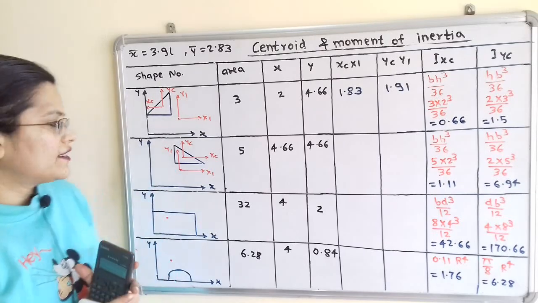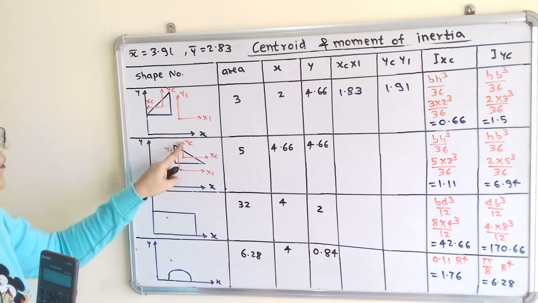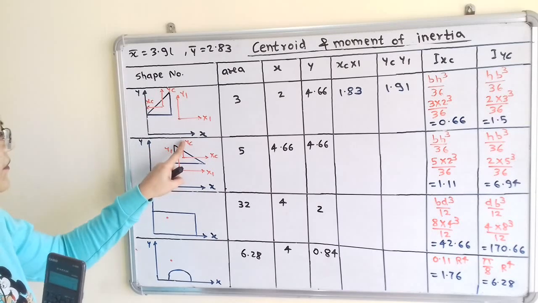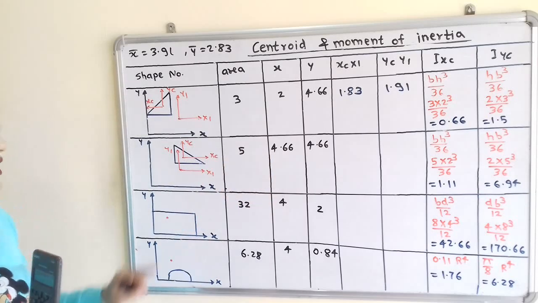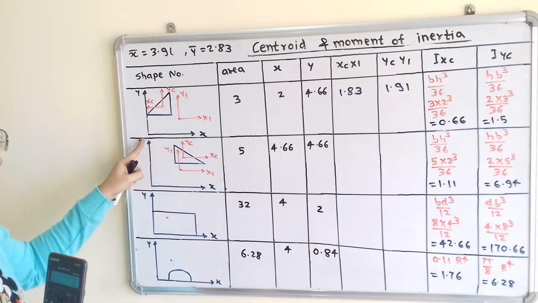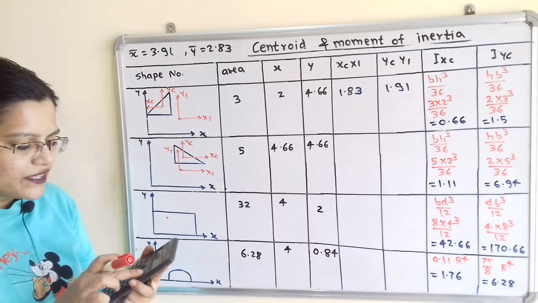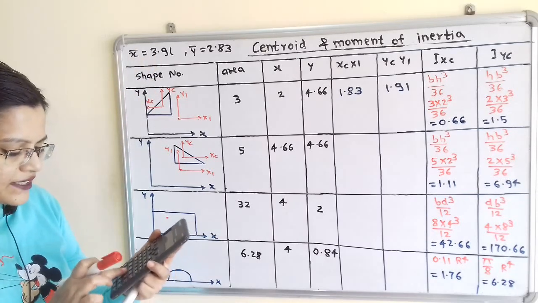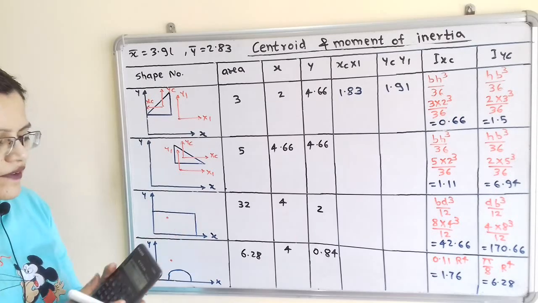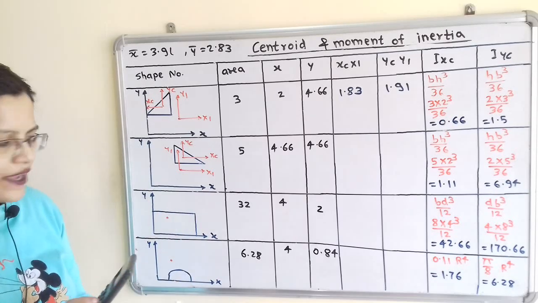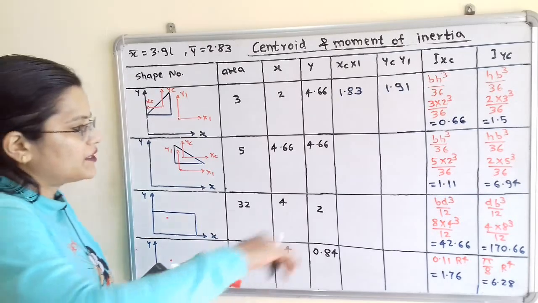We will calculate the distance between y1 and yc. For this yc, the horizontal distance from y is x, and for y1 and y, the horizontal distance is x bar. So we will take the difference, 4.66 minus 3.91, which is equal to 0.75. So this is the distance between y1 and yc. So we will mention here.